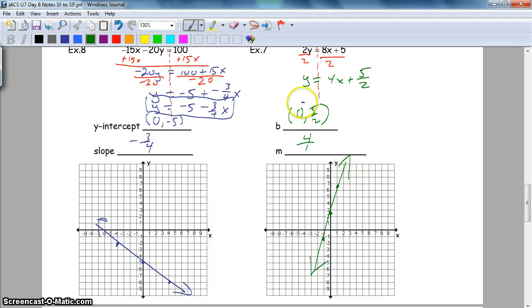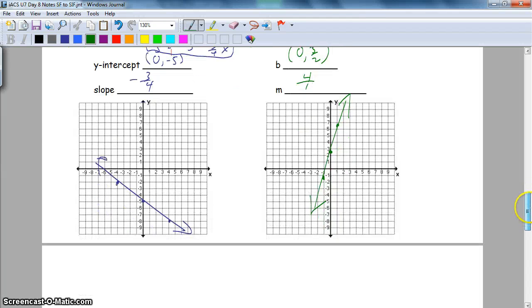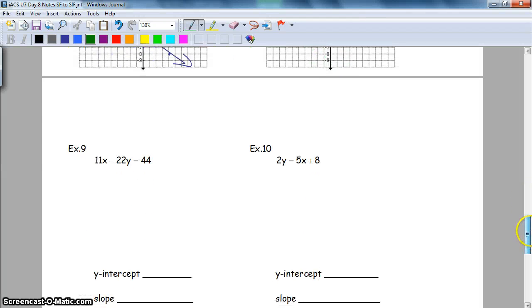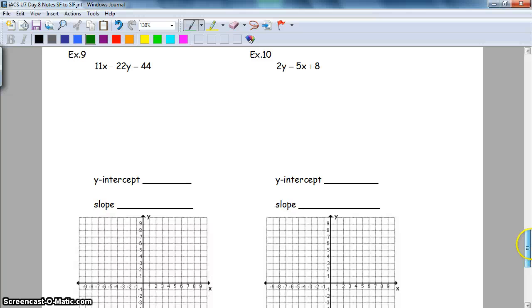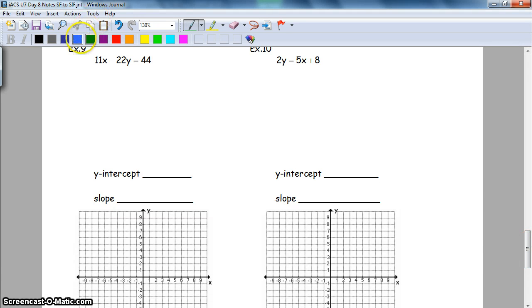So if you didn't pause for this, go ahead and try 9 and 10 yourselves. Go ahead and press pause and then do that. Otherwise, here we go. Number 9, you subtract 11x from both sides. And you should have been left with negative 22y equals 44 minus 11x. Then hopefully you divided by negative 22.